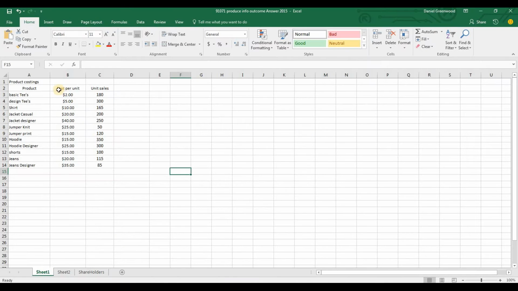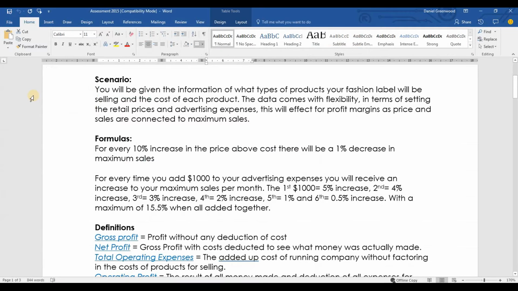Basically saying, if you're going to sell as a company, if you're going to sell 180 for $2 each, sure, you would have money go through the store, but you wouldn't make any profit because it cost the company $2 to get each basic tee in. So we need to sell them above that price to make money. And this formula says that you need to mark up in lots of 10.